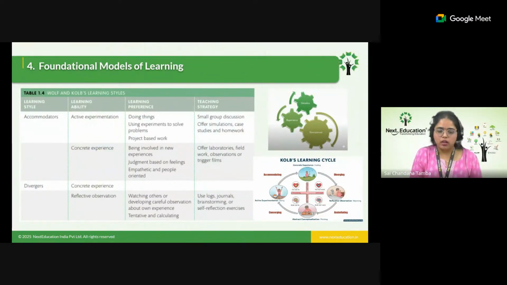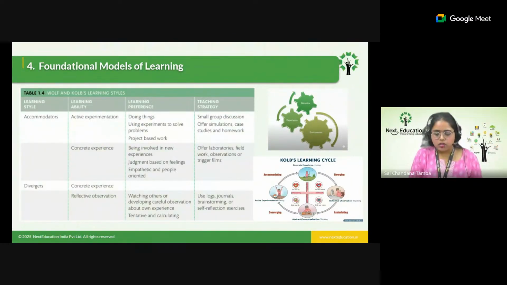So what the creators of this model say is that when it comes to learning, it depends on three different aspects. It depends on genetics, it depends on the experience of the child, and also the environment in which he is studying or the environment in which he is living. So all these three things come together to decide the learning style he or she prefers. Okay, so here we have four types of learning styles, that is accommodators, divergers, convergers, and assimilators. So we'll see one by one.